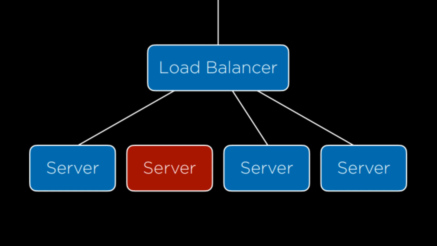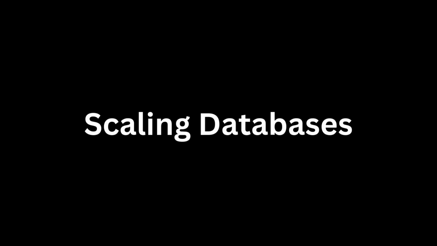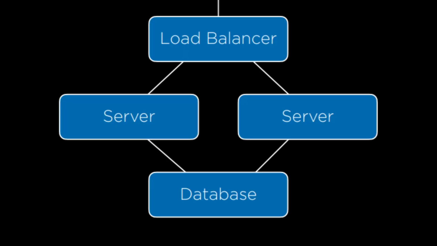But what if the user only has his information on the server that went down? Then that becomes a problem. Then we can use scaling of databases. For example, we can also scale the databases. If we only have one database and two servers connected to it, and one server goes down, we still have the other server connected to the same database.